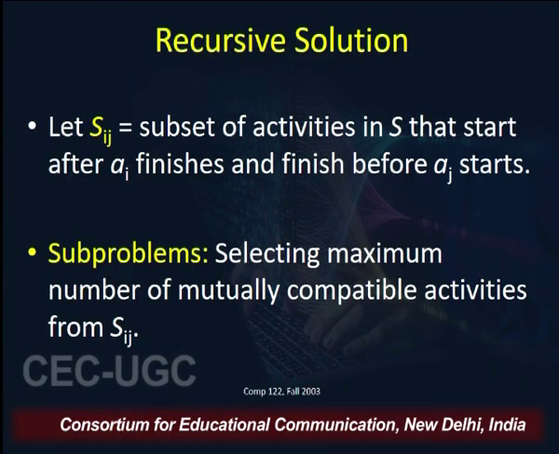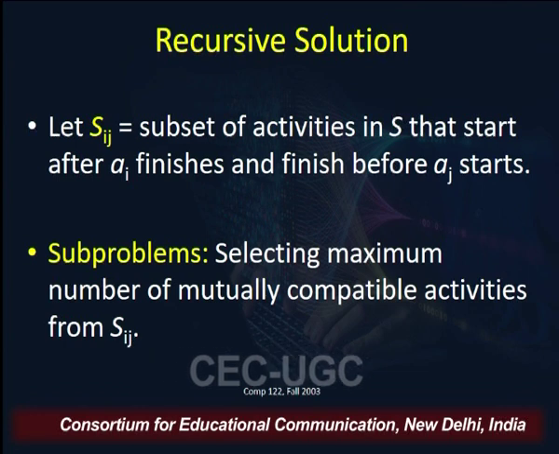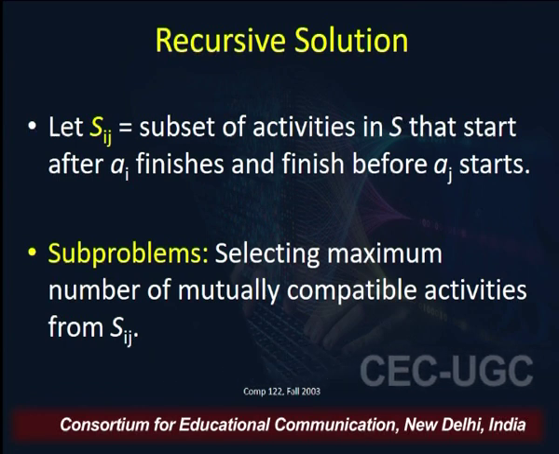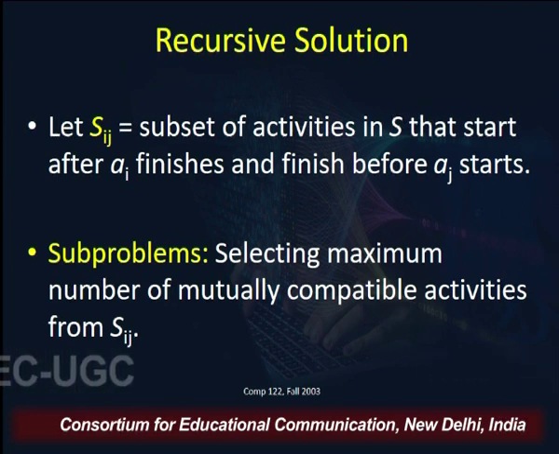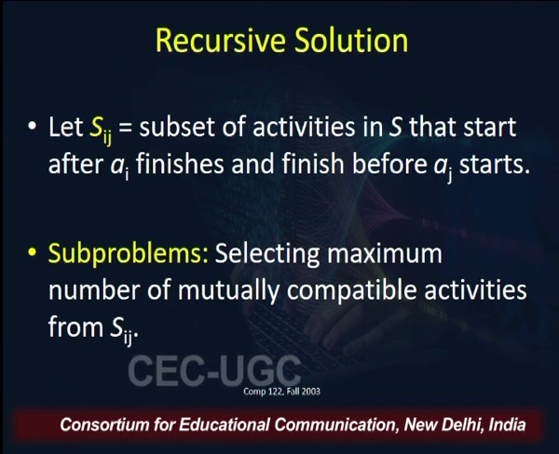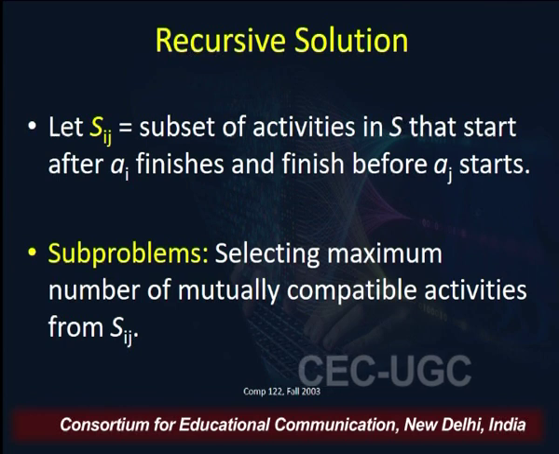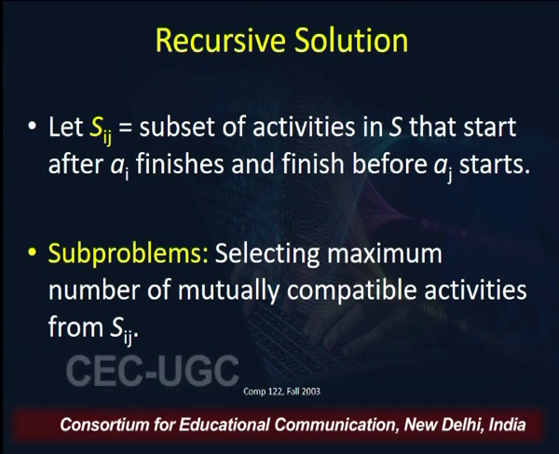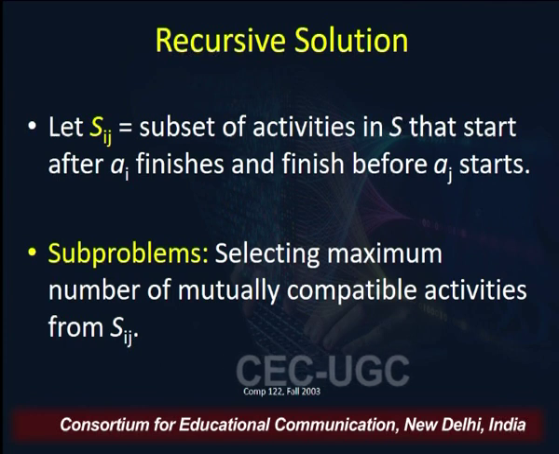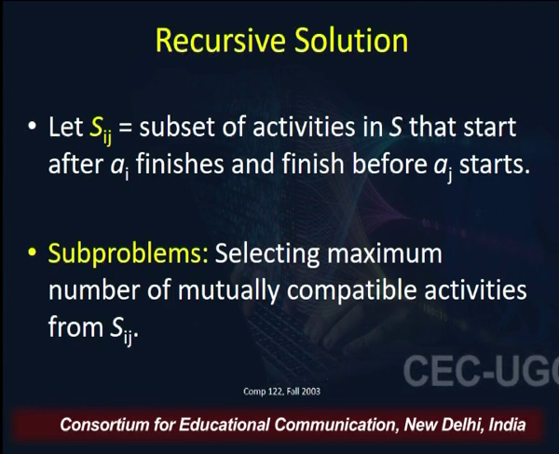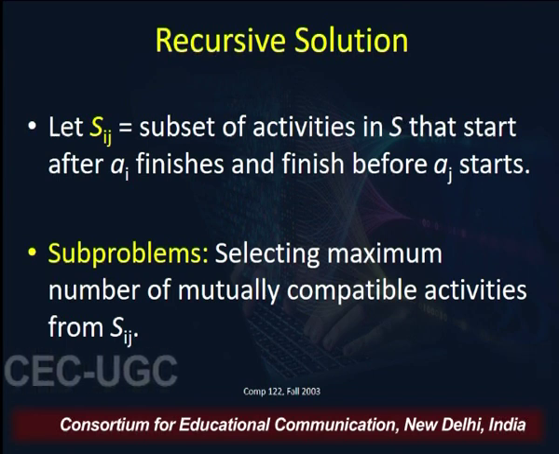The solution says, let us say S of ij is the subset of activities in A that start after AI finishes and finish before AJ starts. That means compatible activities. The subproblem says we need to select the maximum number of mutually compatible activities from this set S of ij, which is the subset of activities in A.